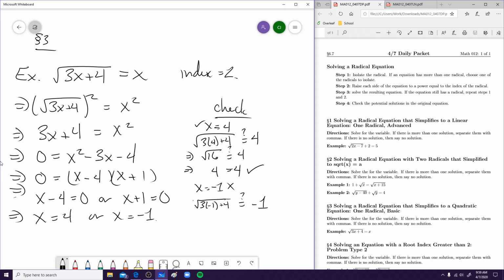Right? But if you don't catch that, that's fine. You could still look. So if you do 3 times -1, that's -3. -3 plus 4 is 1. Does this equal -1? And when you take the square root of 1, you get 1. So 1 is not equal to -1. So this is not a solution. Right? But if you notice it right away over here, you can stop. So what does that mean? Since x equals -1 is not a solution, our solution is x equals 4.